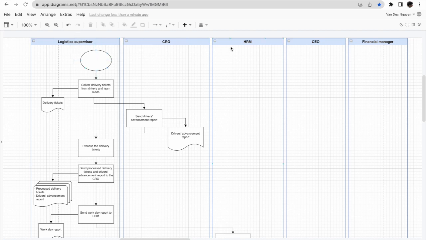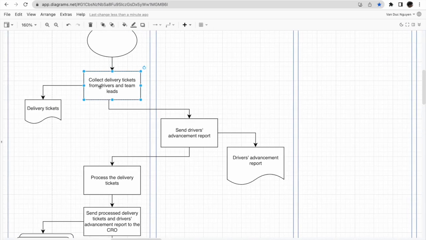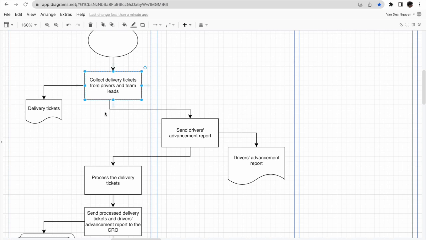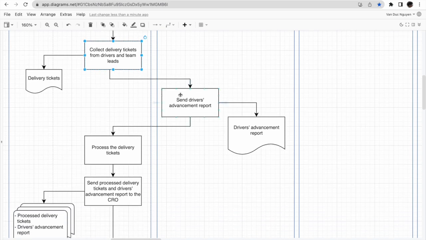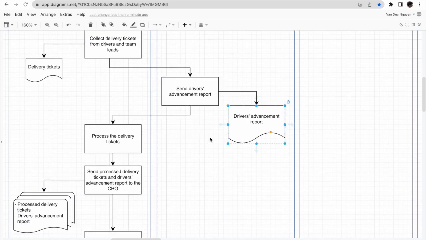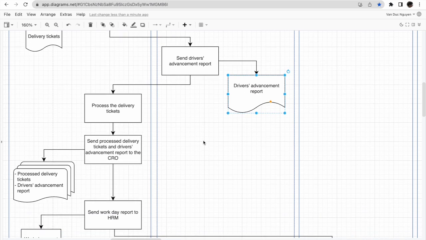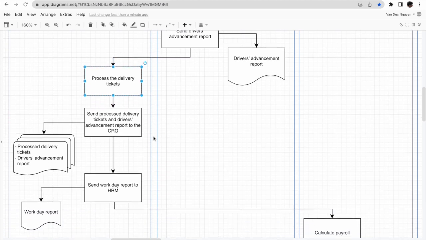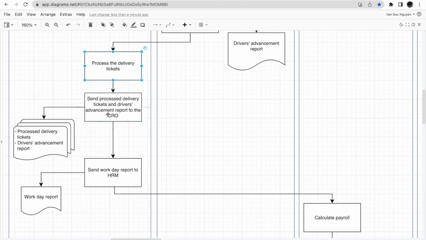The process starts with the logistics supervisor collecting delivery tickets from drivers. Then, the CRO will send him a document that includes all the advancements drivers receive while working on the road. The logistics supervisor then processes the documents, and afterwards, he sends back the advancement report to the CRO, along with the delivery tickets after processing.